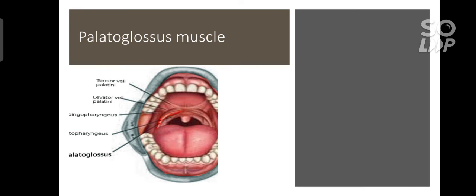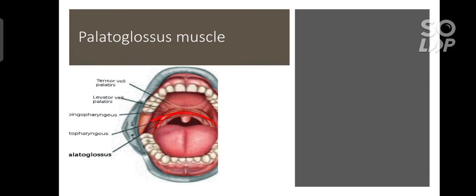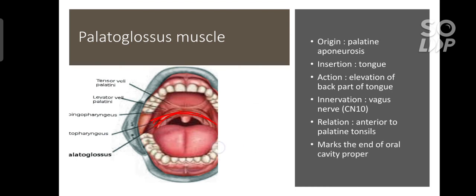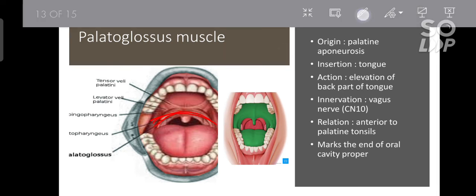In this diagram, it tells us that the Palatoglossus muscle is anterior to the palatine tonsils, and it marks the end of the oral cavity proper. What is the oral cavity proper? It's the tongue and your palate, like in this photo. The green color here is the oral cavity proper, and its border is the Palatoglossus muscle.